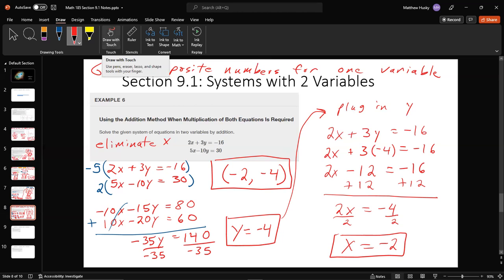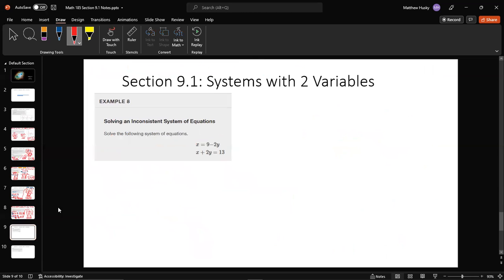So there you go. There is a kind of standard garden variety system with 2 variables and how you would approach it if you're having to multiply both of the equations. Now, I mentioned at the outset that you can also have these things known as inconsistent systems. So let's take a look and see what happens if you have an inconsistent system.